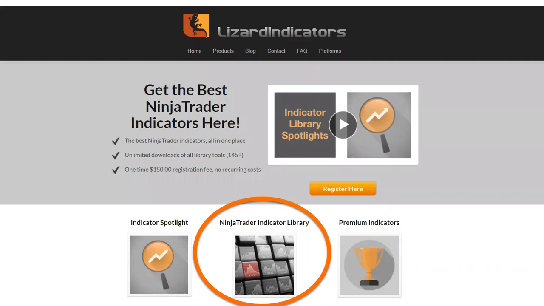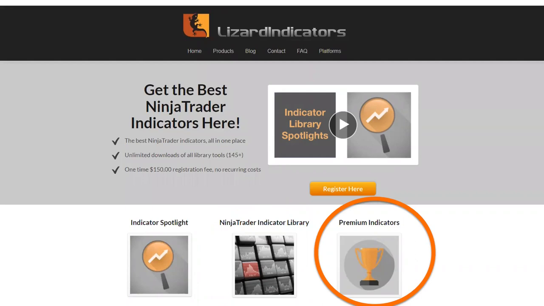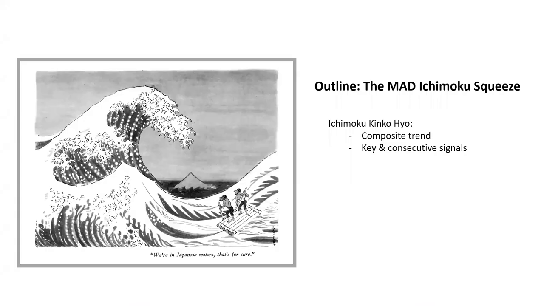Finally, we have the premium suite where you'll find our professional tools. And today, we'll look at some of them applied to a momentum and breakout scenario, specifically the MAD Ichimoku squeeze.